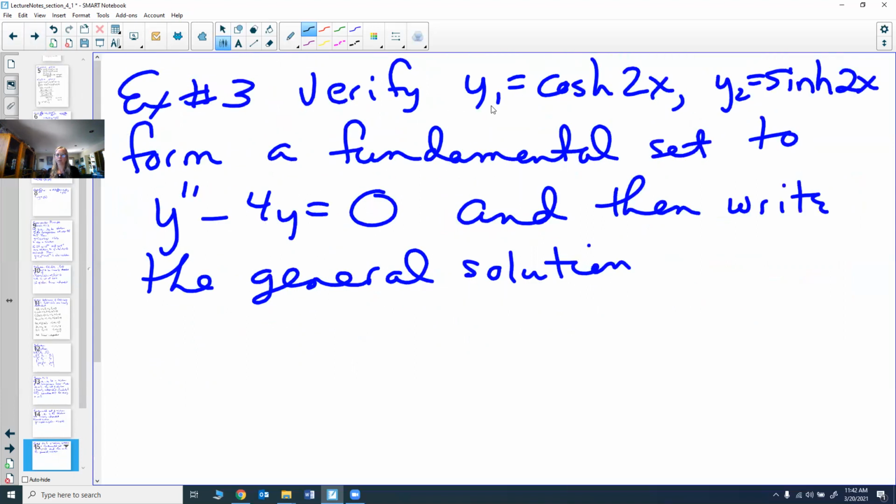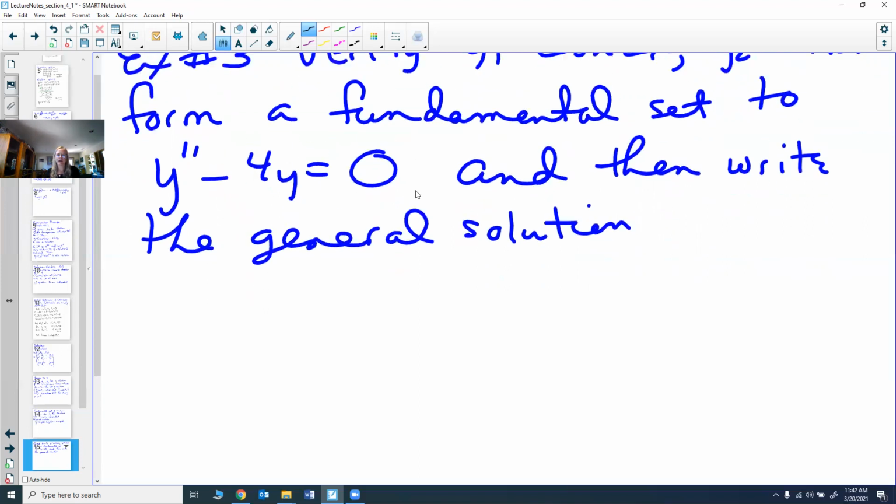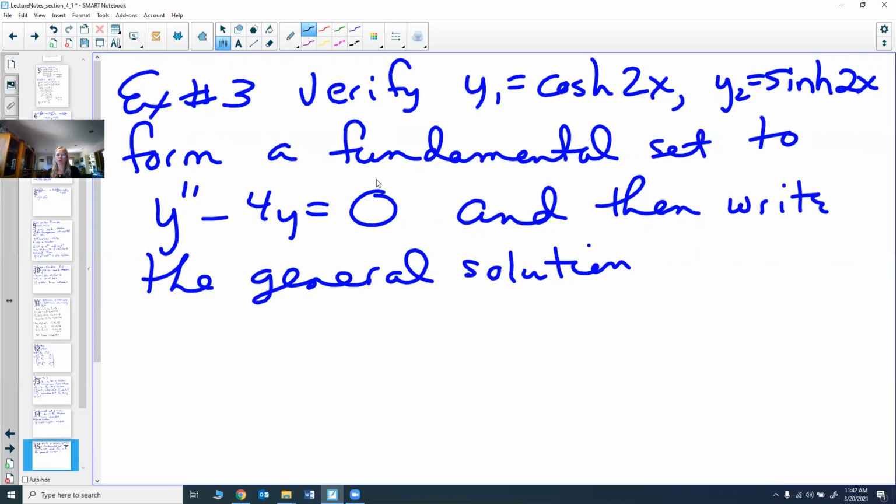Let's verify that y1, which is the hyperbolic cosine, cosh of 2x, and y2, the hyperbolic sine, sinh of 2x, form a fundamental set of solutions to y double prime minus 4y equals 0, and then write the general solution. So there are multiple steps to this problem. The first step is that we need to show that these are in fact solutions to this differential equation. So the way, again, you show something is a solution is you plug it in.